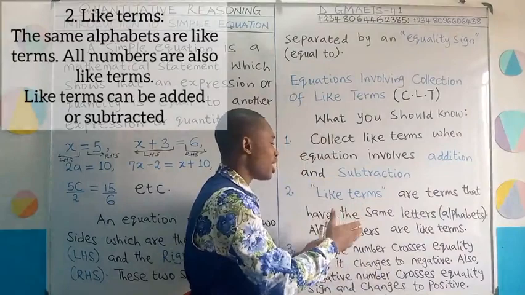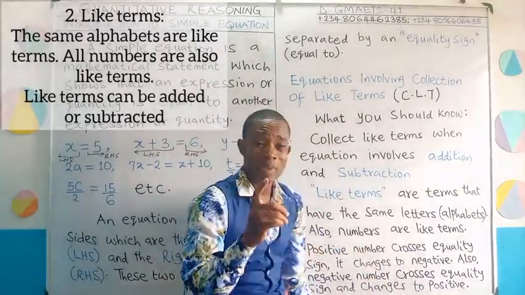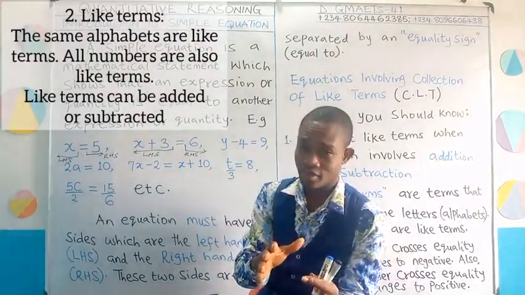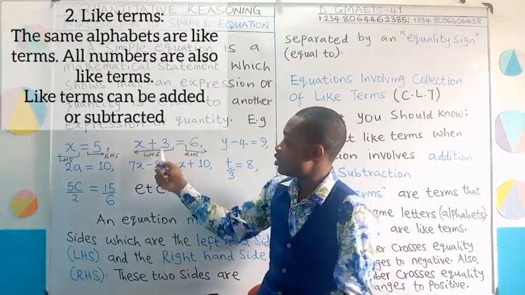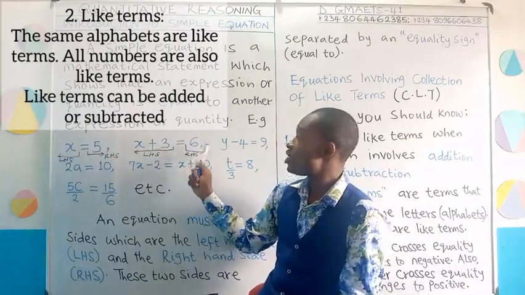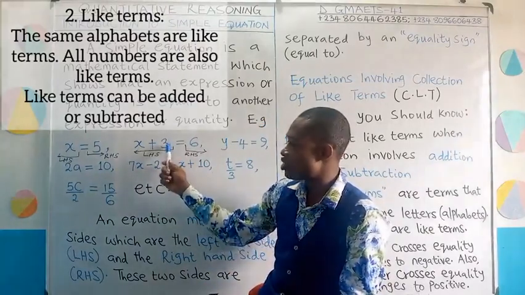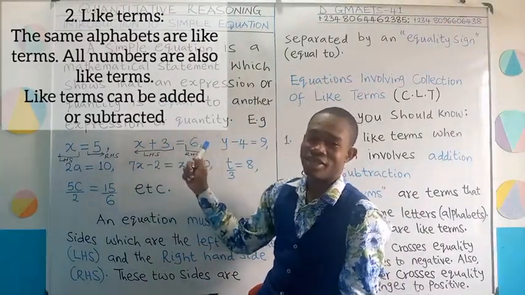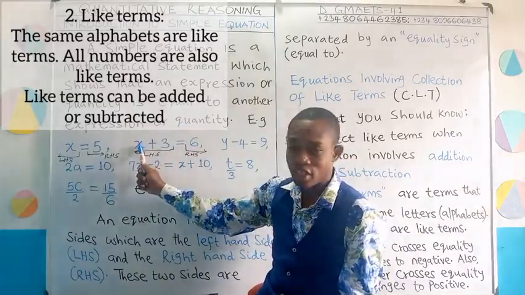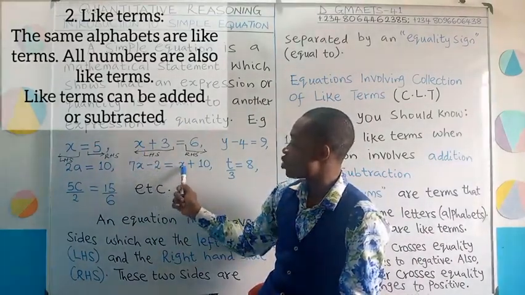So you need to know that like terms are terms that have the same alphabet, or maybe numbers. And what is expected is for you to collect the like terms together. Like terms should go to one side of the equation. In this case, you notice that on the left hand side you have x and another number, then on the right hand side you have a number. So it is expected that you remove this number from the left and take it to the right to meet the other number there, so that x will be left alone on the left hand side. Okay, let me quickly show you this. 7x minus 2 equal to x plus 10.